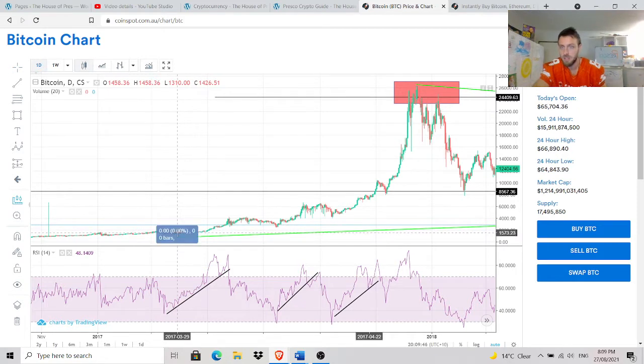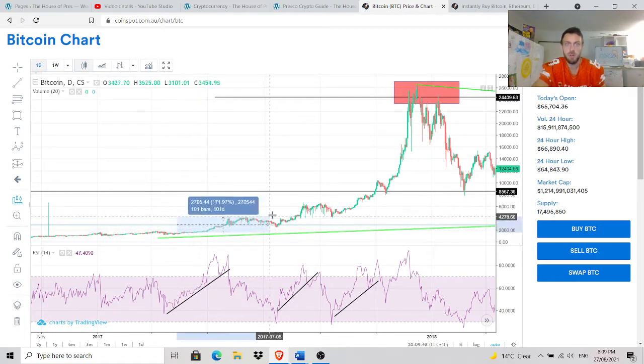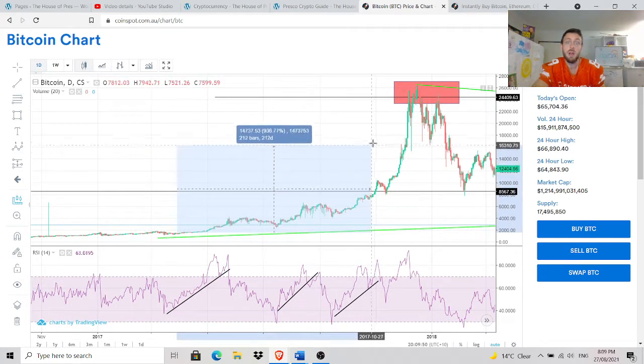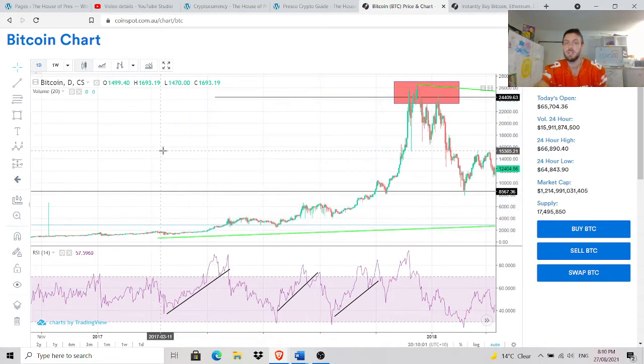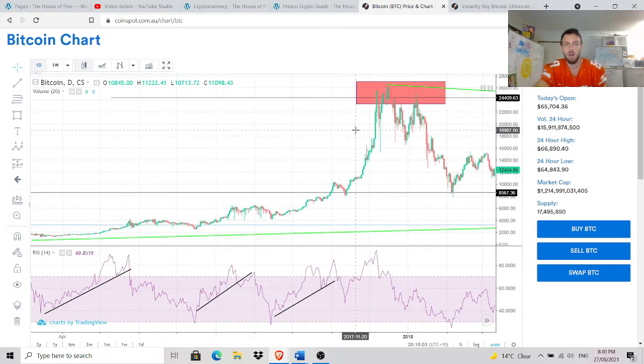You know, from these lows you could be buying at any time for a long-term hodl. All the way up 10x, 13, 14, 15 times return of investment. So if you had $100, 15 times. But then we're reading the RSI.